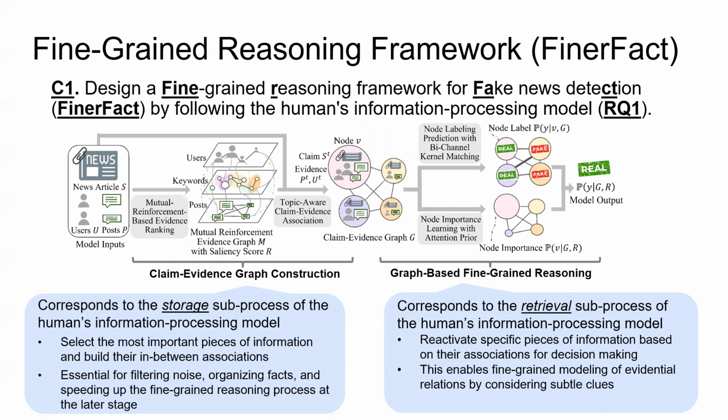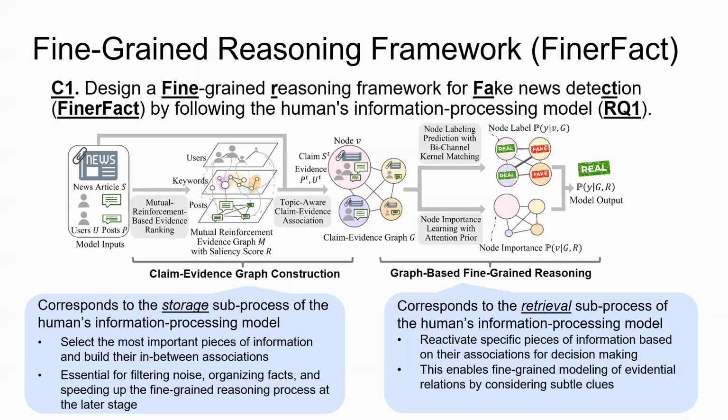We can see that our model is split into 2 parts. The first part is the claim evidence graph construction part, which corresponds to the storage subprocess of the human's information processing model. It selects important pieces of information and also builds their in-between associations. We can see that there is a mutual reinforcement evidence graph M involved here, which contains 3 types of nodes, which are user nodes, keyword nodes, and post nodes.